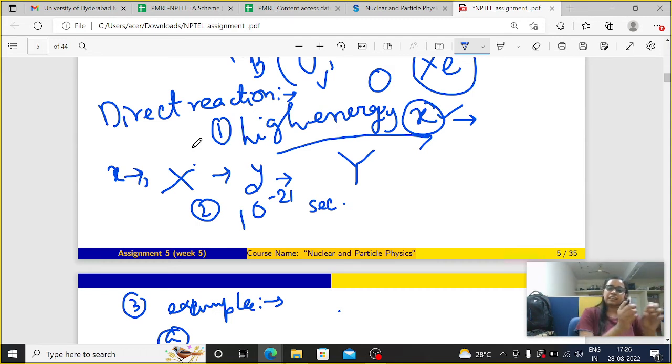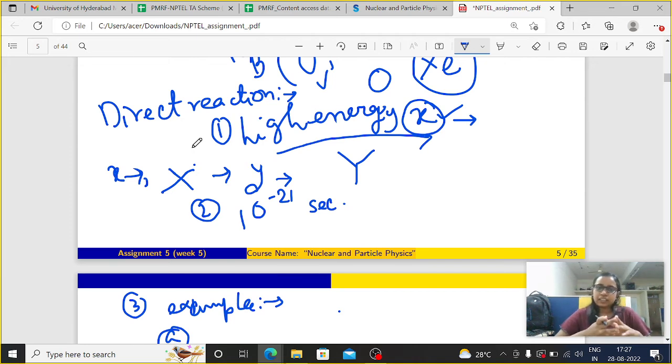It will just hit and come back, or some portion of it will be hit by the target nucleus and the rest will come back. And in that direct nuclear reaction there will be no composite form, it will just go and come back, or go and be absorbed. It will directly hit and come back, or it will be scattered back. So this type of reaction will be a direct reaction.